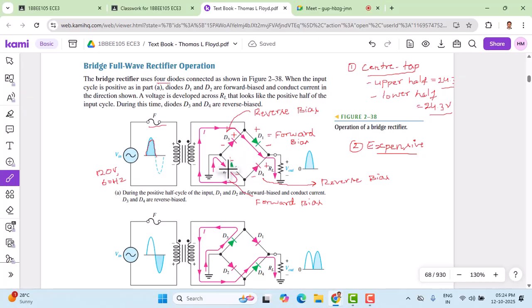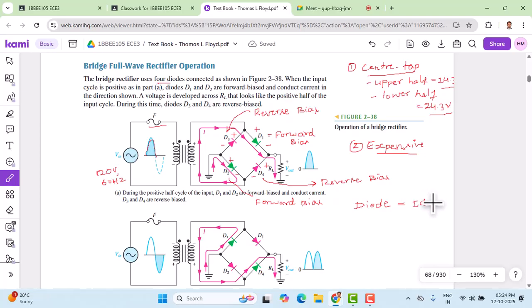Now let us decide the current direction in the forward mode. If I start with the current direction here at the ground and end up at the ground, this is the direction of current. It starts from D2, then goes through the transformer, then the current goes through D1 because it is forward biased. Assuming the diodes are ideal, that's one thing I forgot to mention: to analyze the circuit, we assume all diodes are ideal.